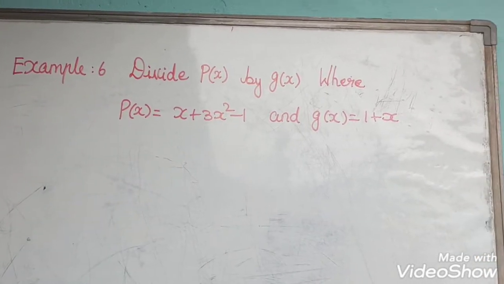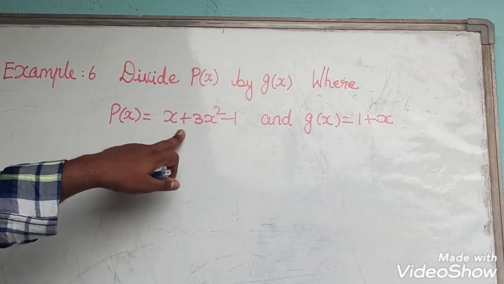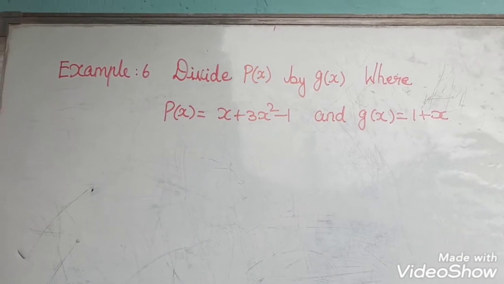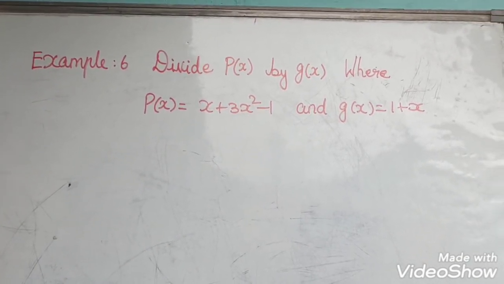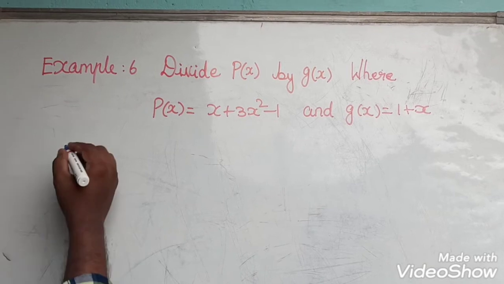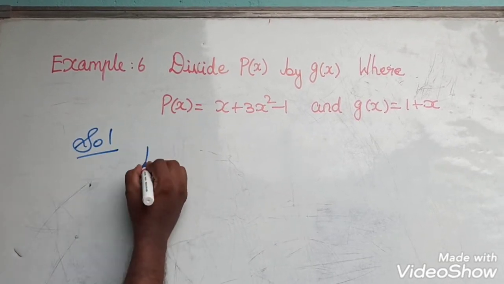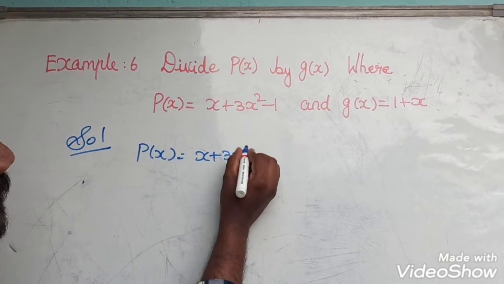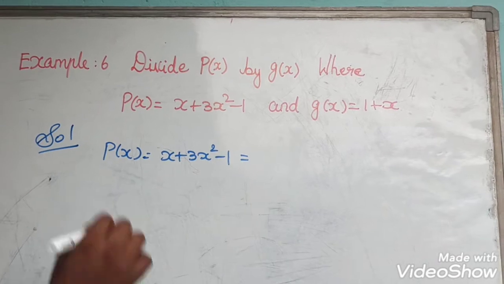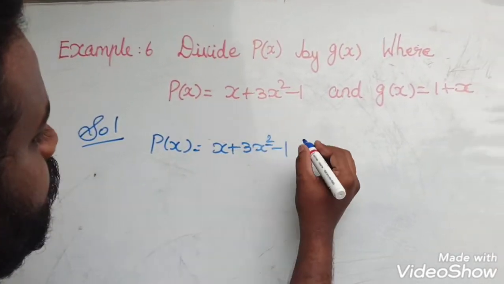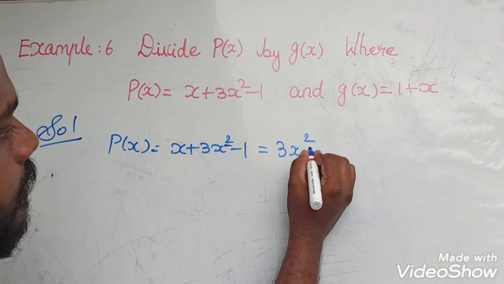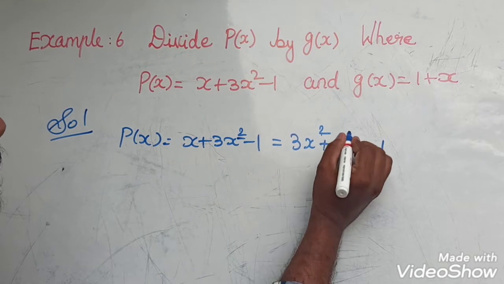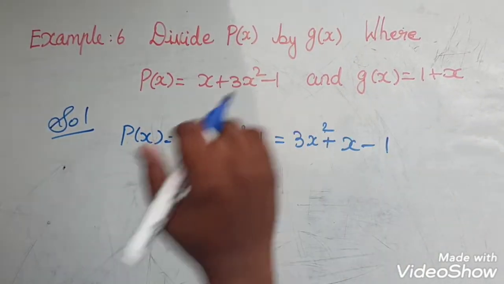Example 6: divide p of x by g of x, where p of x equals x plus 3x square minus 1 and g of x equals 1 plus x. Using long division I divide to find the quotient and remainder, that is q of x and r of x. Solution: first I take p of x. This is not in order, x plus 3x square minus 1. I write it in order on the basis of degree, the exponent. So 3x square plus x minus 1, and you check it. Here power 2 is there, power 1 and then power 0. So all the exponents are present.